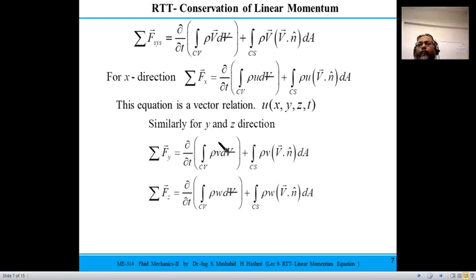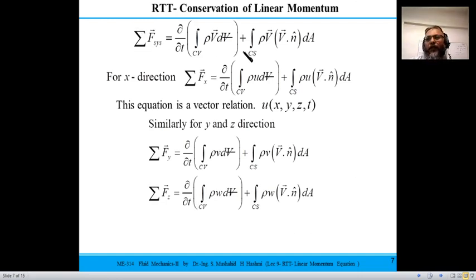Similarly, we can write for the sum of the forces acting in the y direction, as well as in the z direction. So what I have done is just replace small v, the velocity in the y direction. So I need to put the sum of the resultant forces in the y direction. Similarly, the velocity component in the z direction is w, so I have just put w here, and the rest remains the same.